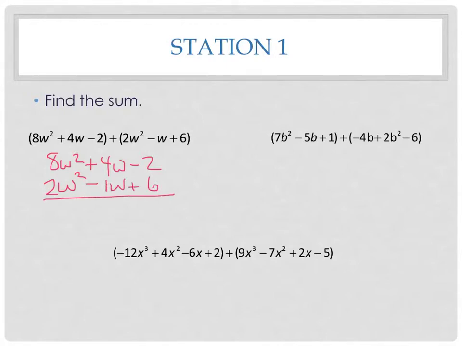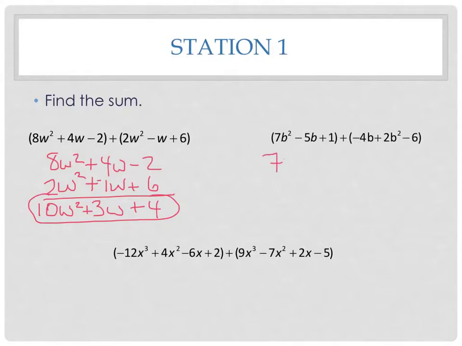Now I can add the columns vertically, so here we're going to get 10w squared, 4w minus 1w, or we can say add 4w plus a negative w would be 3w, and then negative 2 plus 6 would be positive 4. So there's my sum for that one.